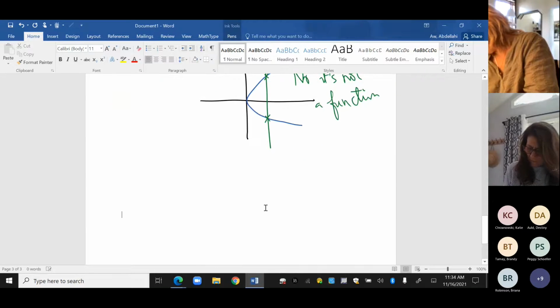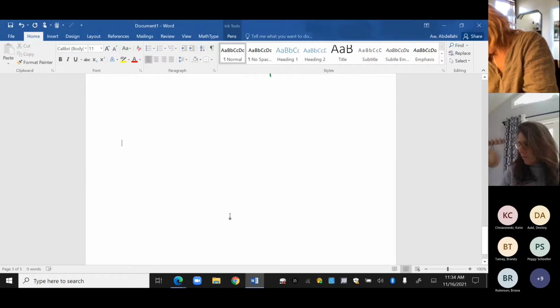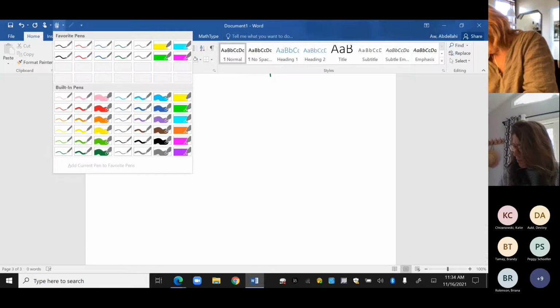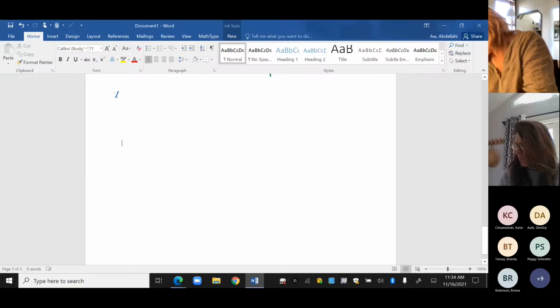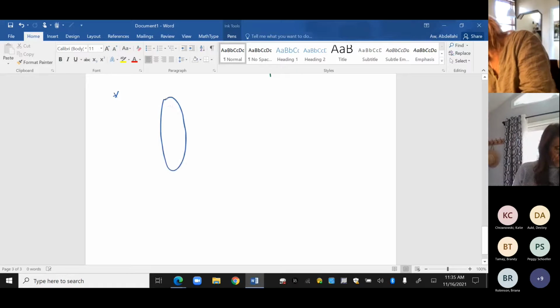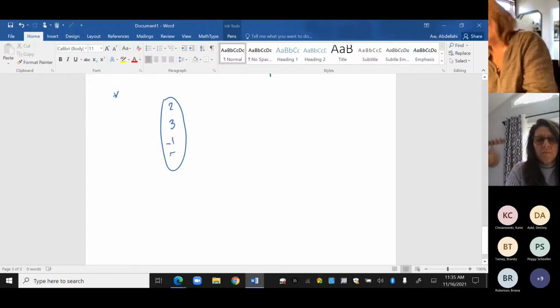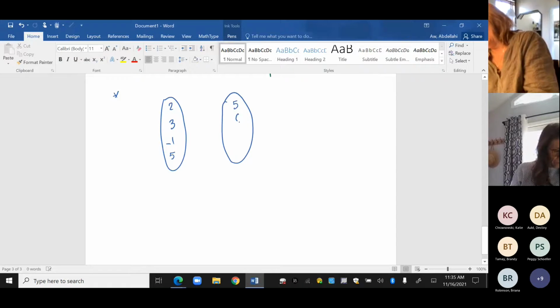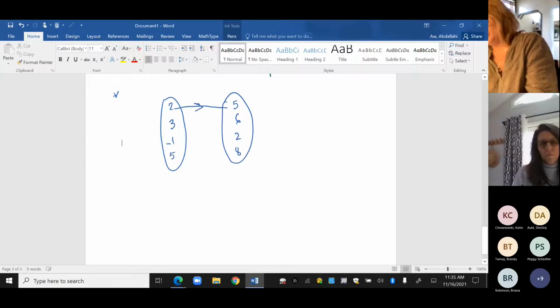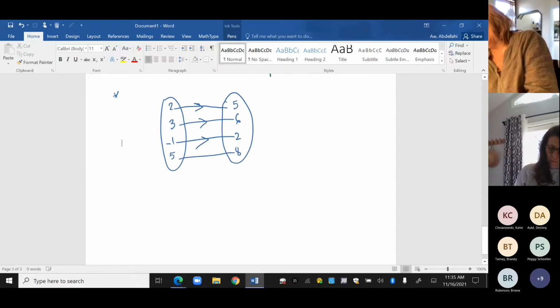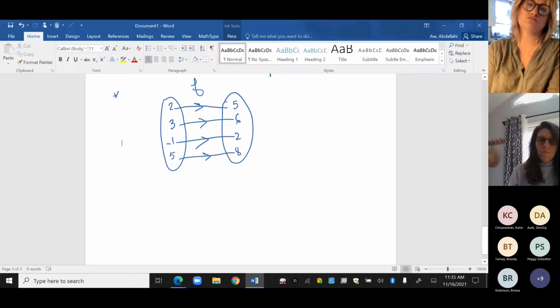Now, there is another way to represent a function, which is our preferred way, the algebraic way. Let me give you this example. We have 2, 3, negative 1, 5, and 5, 6, 2, 8. This is my relation right here, and I label it F.